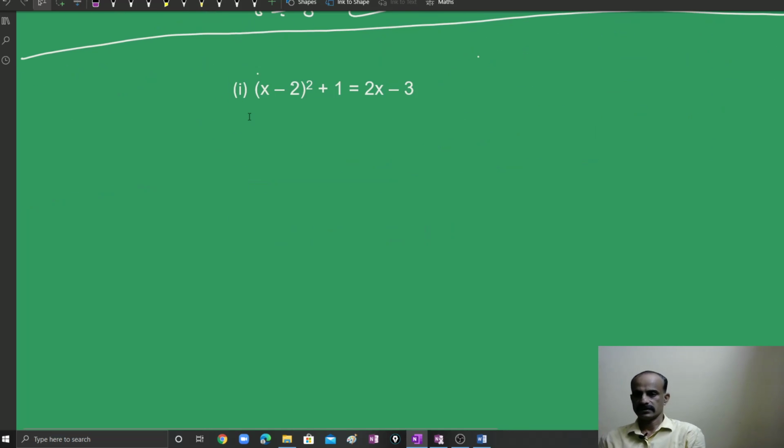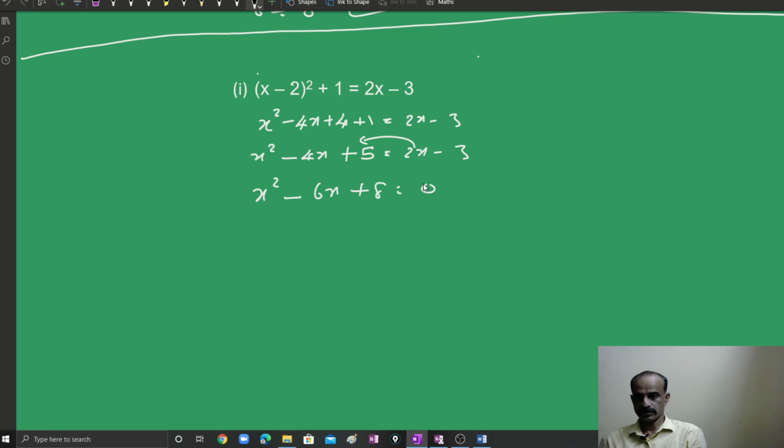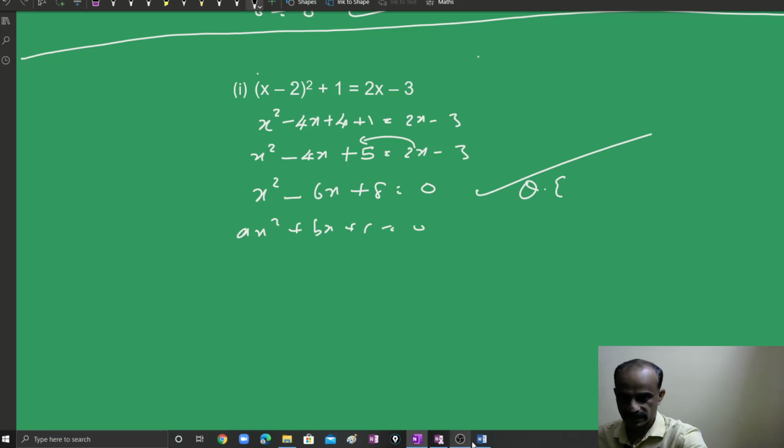How can we check whether this is quadratic or not? What I'm going to do is I'm just going to expand it. It will be x square minus 4x plus 4 plus 1 is equal to 2x minus 3. x square minus 4x plus 5 is equal to 2x minus 3. When I bring this to this side, x square minus 6x plus 8 is equal to 0. Yes, it is of this form, ax square plus bx plus c is equal to 0. It's a quadratic equation. Let us take the next question.